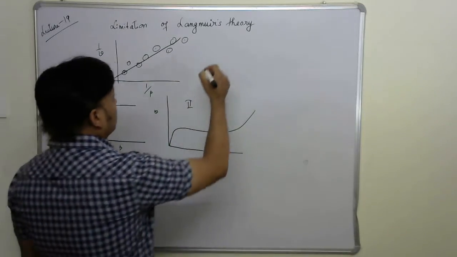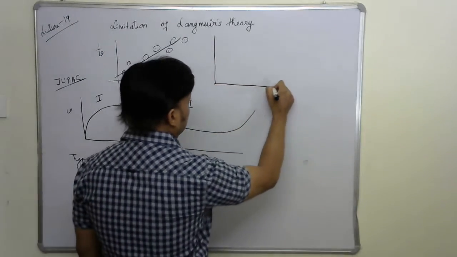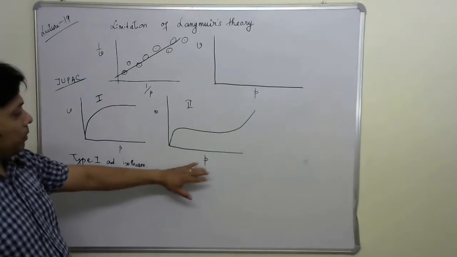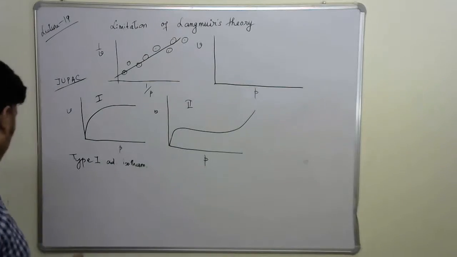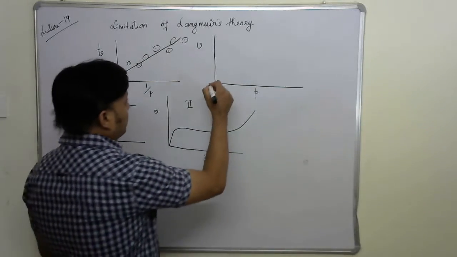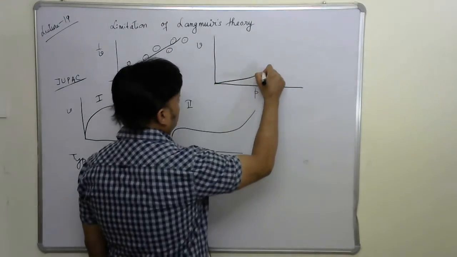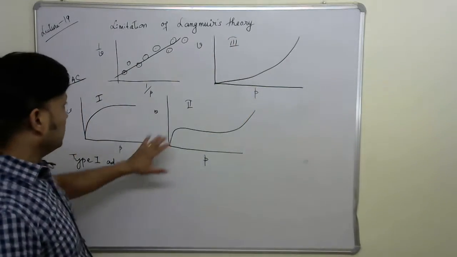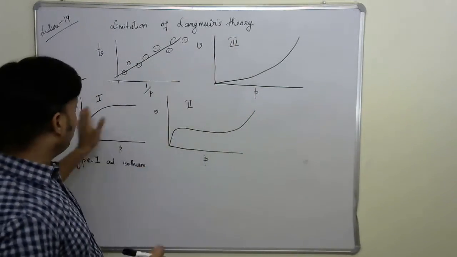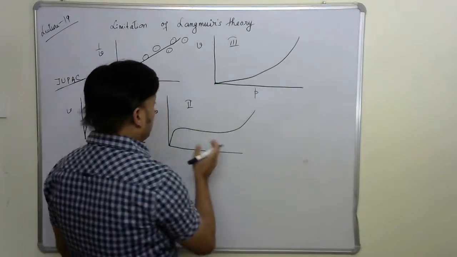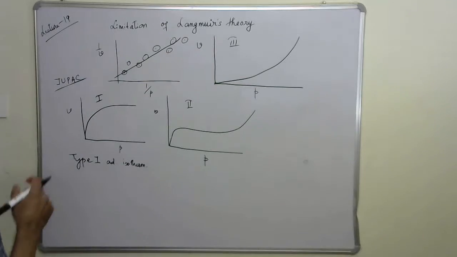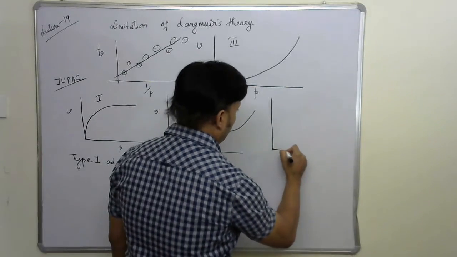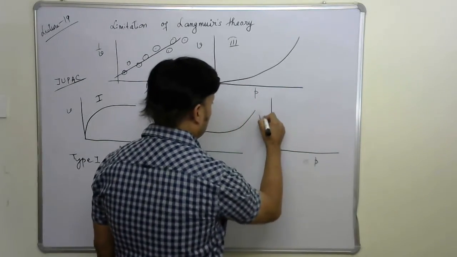And then here we have type 3. This is P over V. This P can be replaced by P over P naught, which is a very trivial thing. For type 3, the adsorption isotherm resembles something like this. You see that in the low pressure region this curve is completely different from the other two, but in the high pressure region it resembles type 2. And then there is type 4. So this is P versus V.